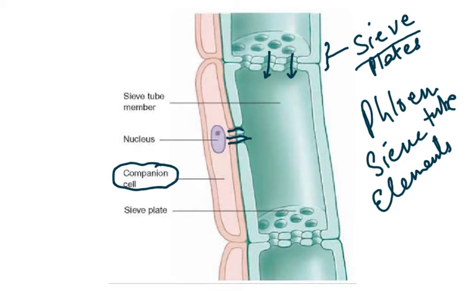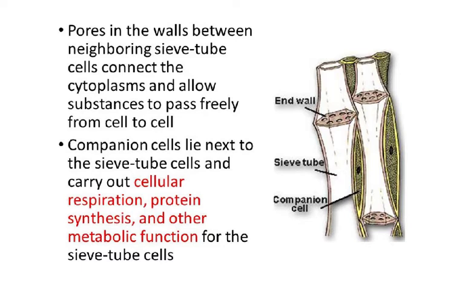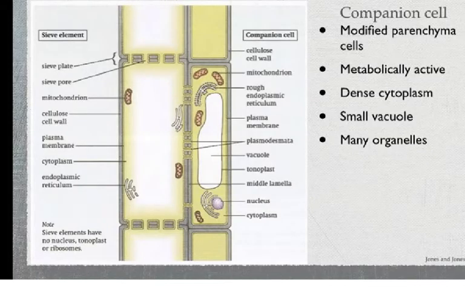Now I'm going to show you a few more diagrams to build your understanding of it. Here is another very nice diagram showing the pores in the wall between neighboring sieve tube cells, which connect the cytoplasm and allow substances to pass freely from cell to cell. Companion cells lie next to the sieve tubes and they carry out respiration and protein synthesis for the sieve tube cells. Now as you can see here, this is the sieve element, and this is the companion cell.